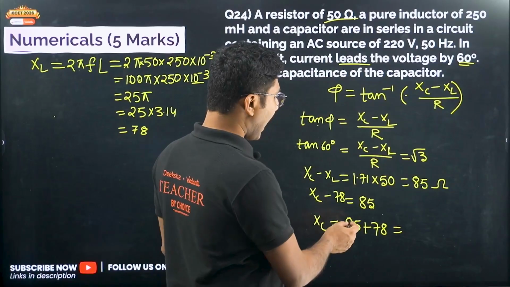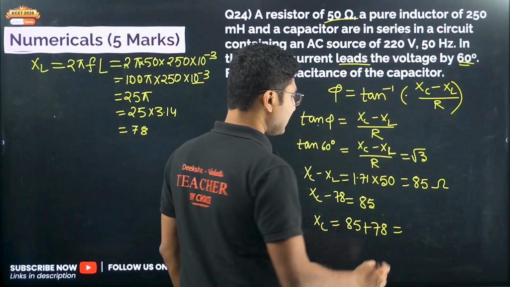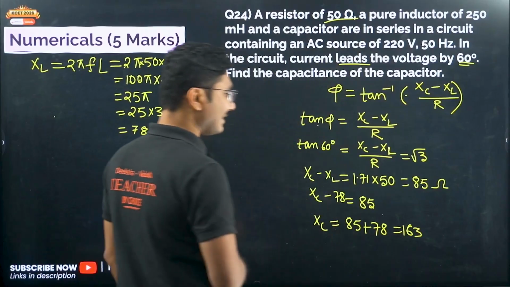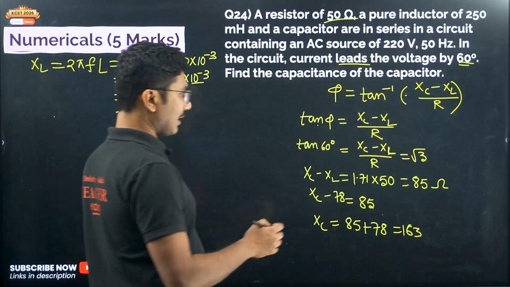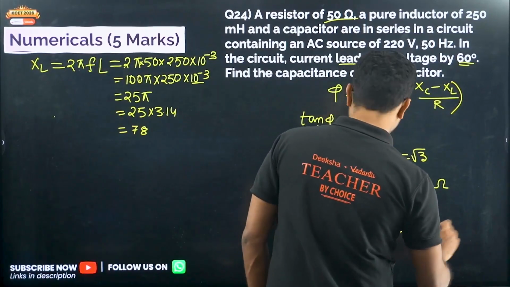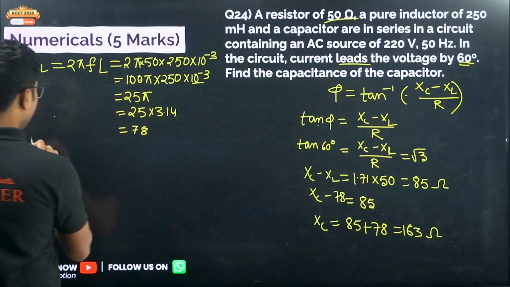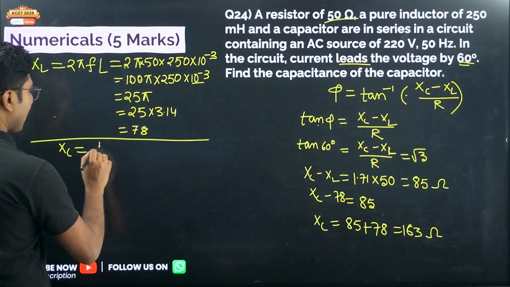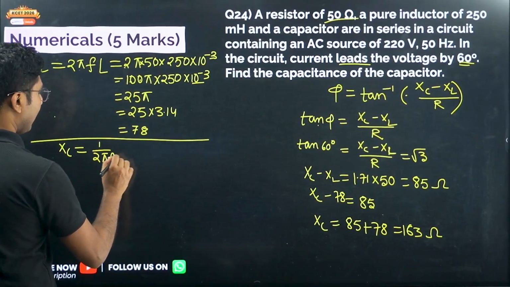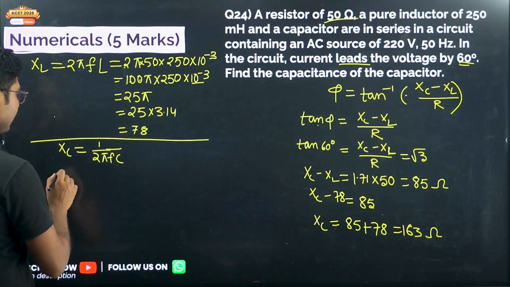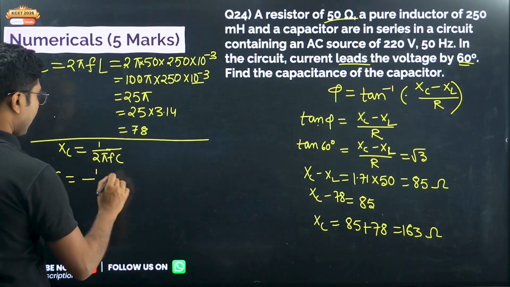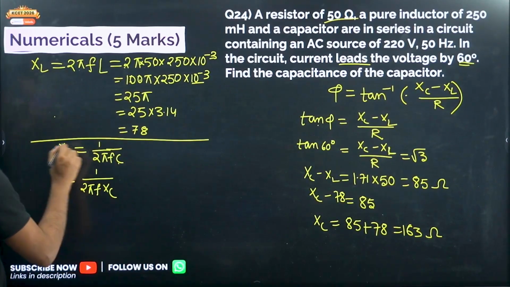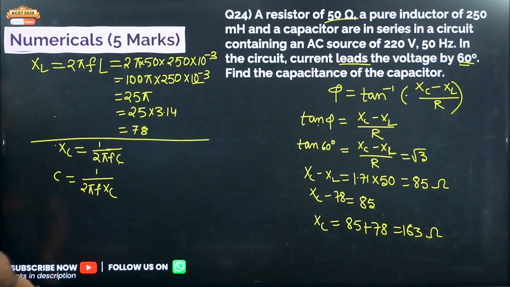Now let's see, add them. 150, 163. So 163 is the approximate value of XC. So the XC value we have calculated. Now we have to do the back calculation to calculate the value of C. So XC equals 1 by 2 pi F into C. Okay, so C equals 1 by 2 pi F into XC. So just cross multiplication. XC and C change places.